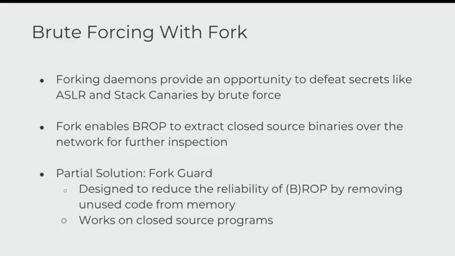I'm sure there's a few guys at Apple who think Darwin is going to make a comeback, but things like Nginx only scale because of fork, right? Because of the mechanics behind copy on write. And so how does fork actually weaken stack canaries and ASLR?